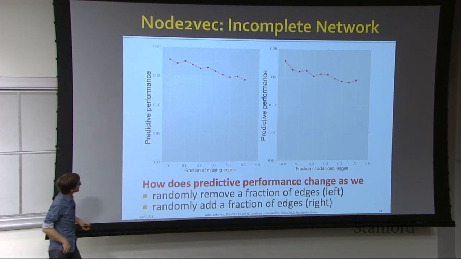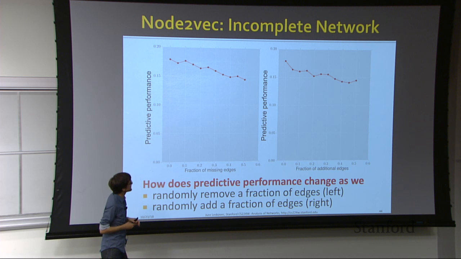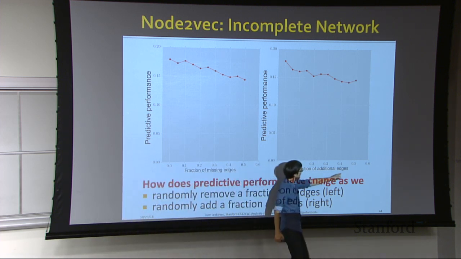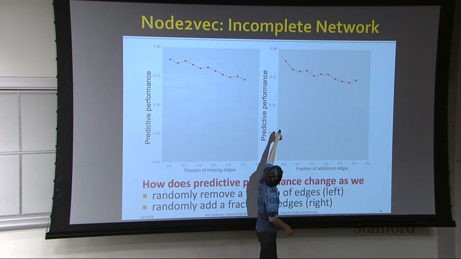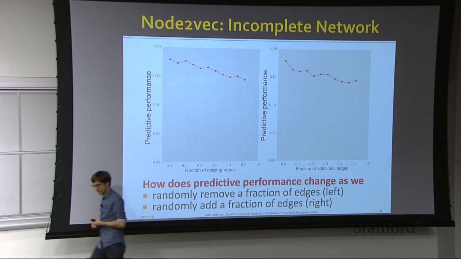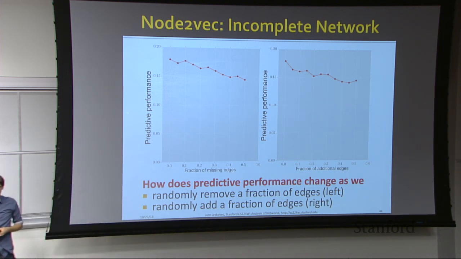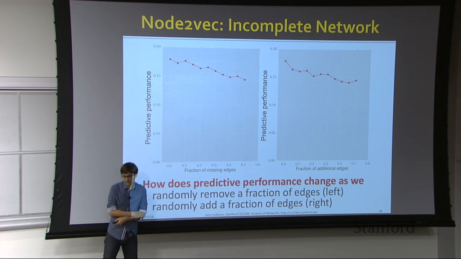Higher numbers are better. And you see that you can remove, for example, 50% of the edges in the network, and your predictive performance only slightly drops. Or here, you can add half of the edges at random, so you're just throwing random edges in, but again, your predictive performance doesn't deteriorate drastically, which is very good news that shows the robustness of these methods.